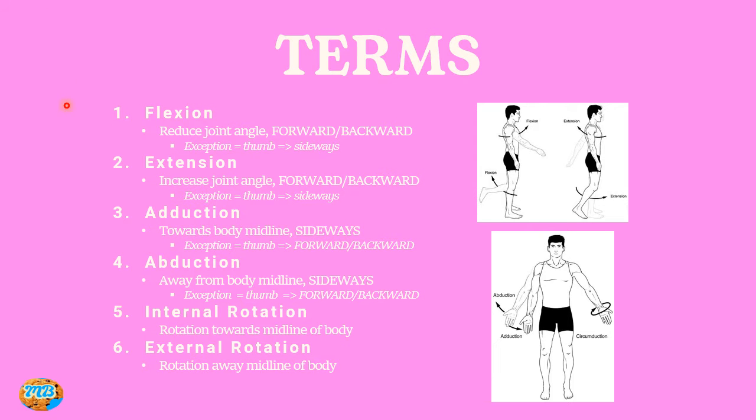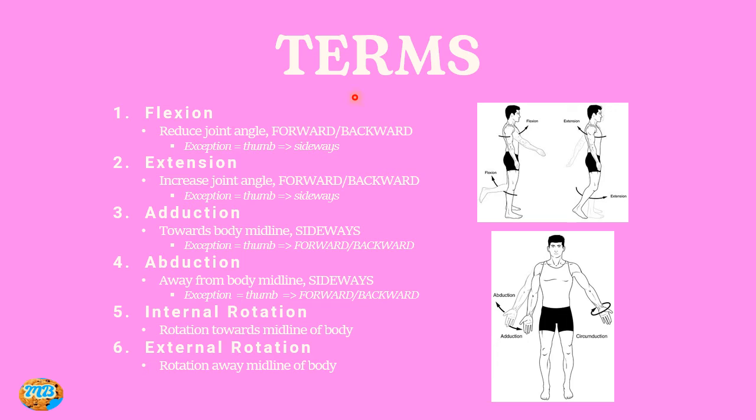So flexion and extension always go together. They both work along the same plane. So this is an example of flexion and extension. This person is facing forward, and the movements of flexion and extension are always forward and backwards. Forward and backwards. That's the plane.